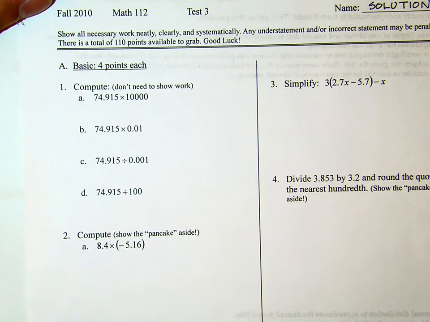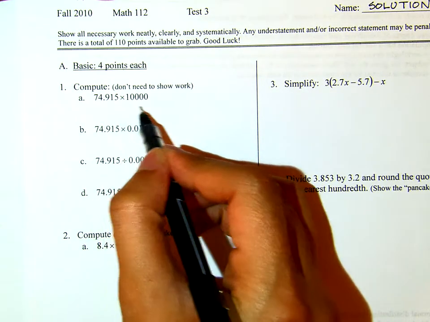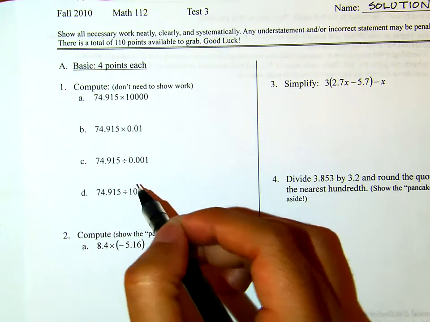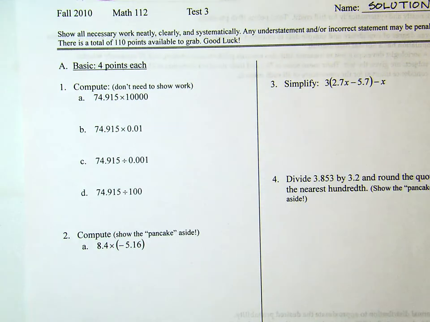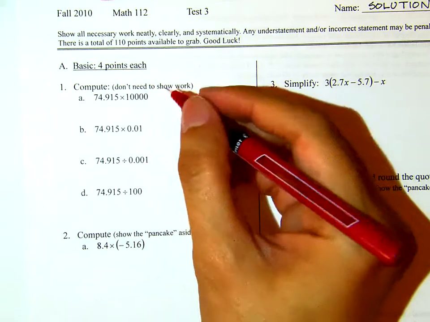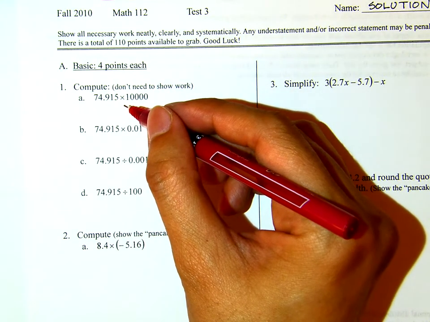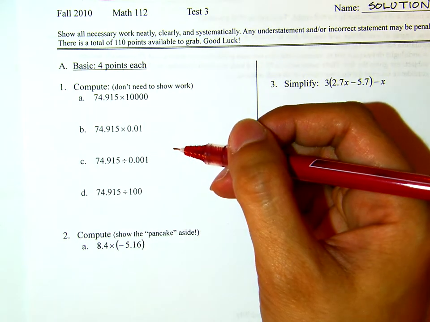Number 1, compute. We don't need to show the work here, but if you see the questions, we are actually multiplying by base 10 and dividing by base 10. Okay, now I hope we remember how to do this. When you multiply by base 10, like part A here, the decimal points move opposite directions. When you divide, the decimal points move the same direction.